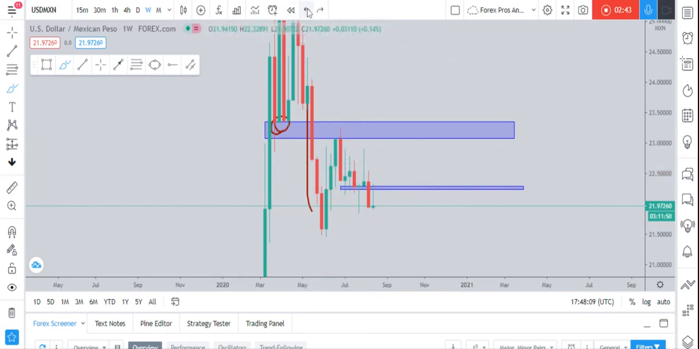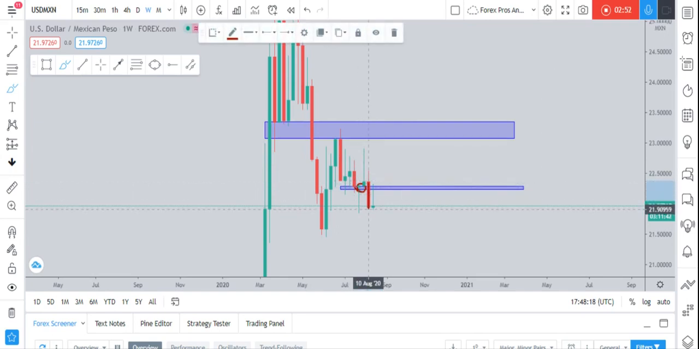One more thing we can see is that the structure support below this one was at this point, and the market broke below that structure support on the weekly chart and already has made a retest. So we can expect the market to continue its movement towards the downside on the weekly chart.